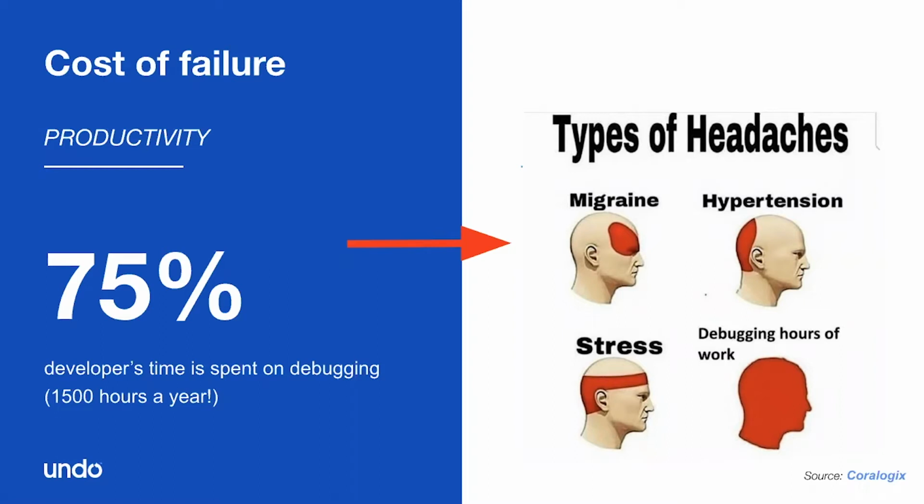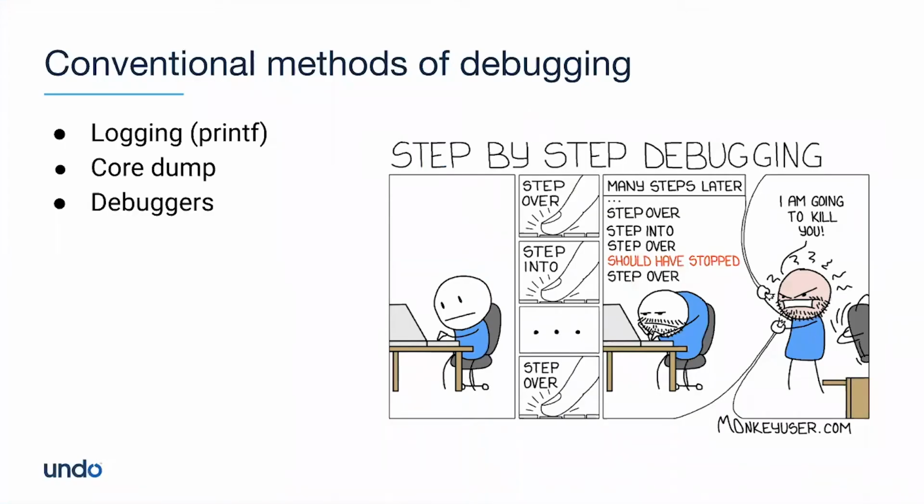So how have we been doing this in the past? We have some conventional ways of collecting the information that we need to solve bugs. And the main three are logging, core dumps, or debuggers. And these are all pretty effective ways of collecting that information, but they all have their downsides.